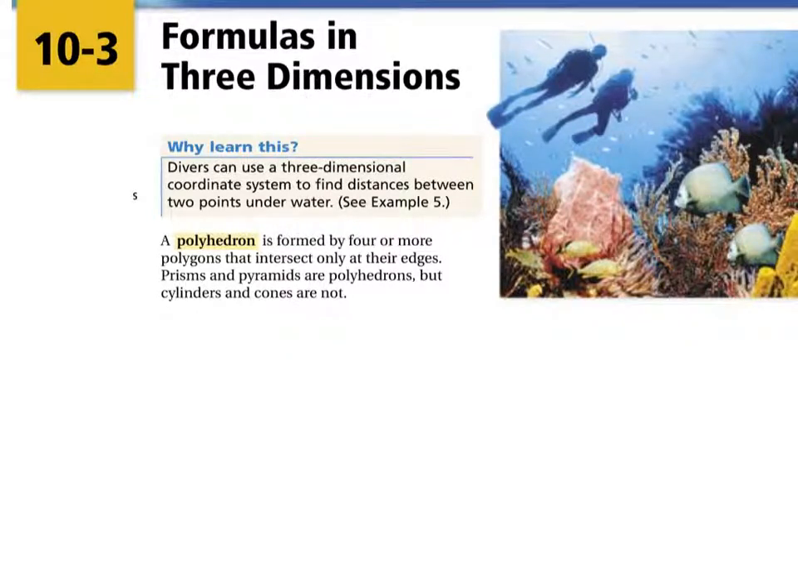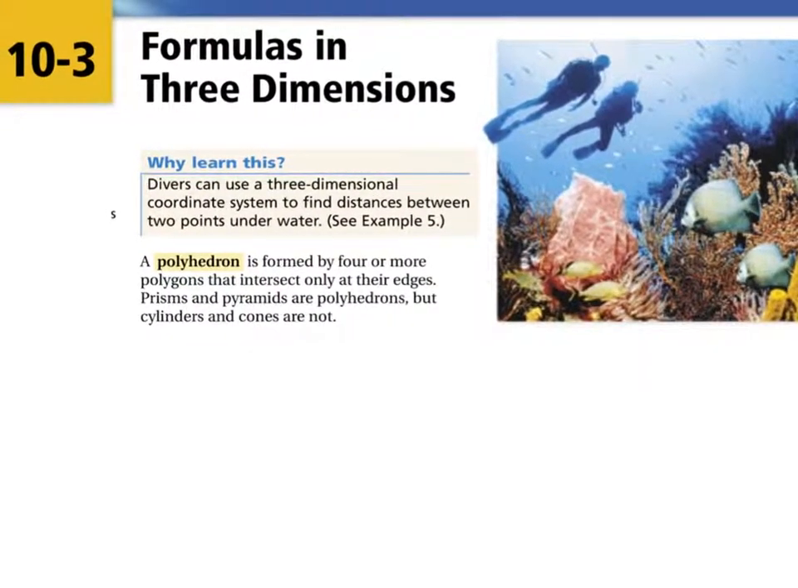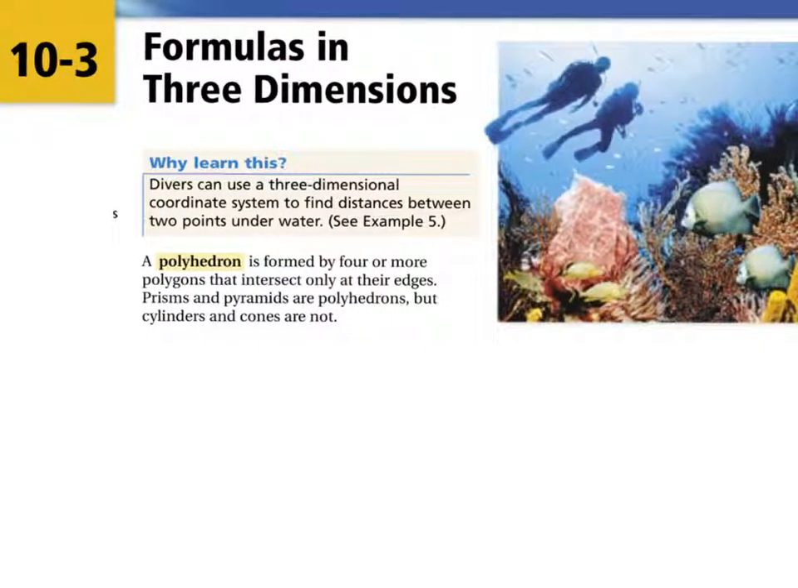All right, 8th graders, we are in section 10.3, covering formulas in 3 dimensions. So we're going to start talking about a polyhedron. A polyhedron is formed by 4 or more polygons that intersect at their edges. Prisms and pyramids are polyhedrons, but cylinders and cones are not.